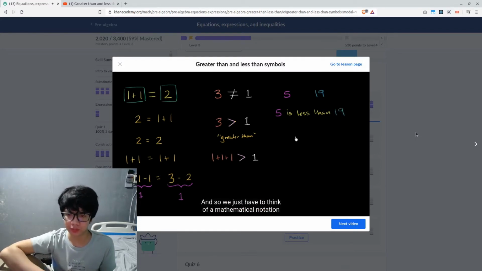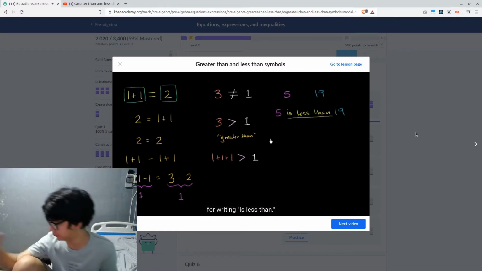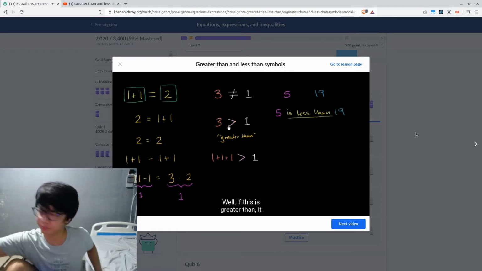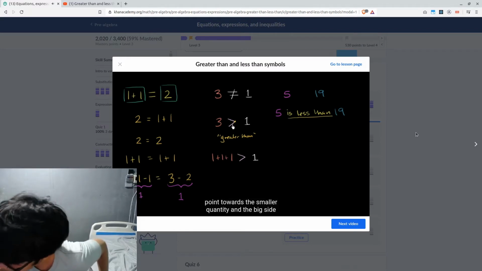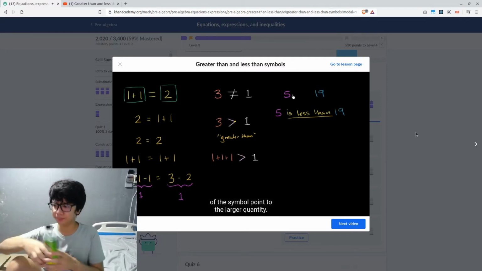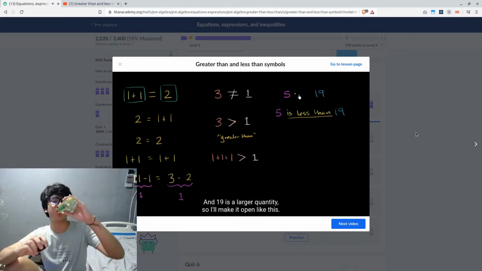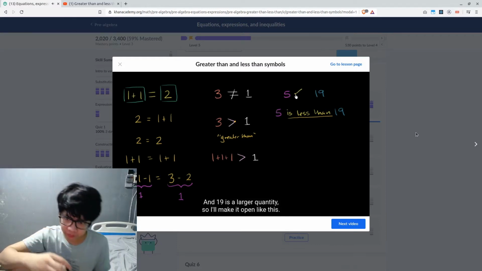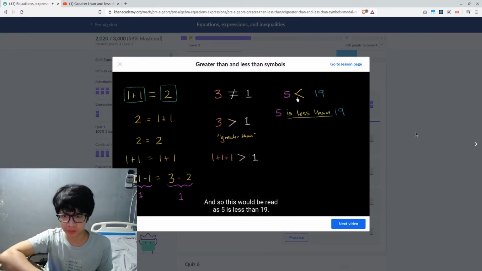And so we just have to think of a mathematical notation for writing is less than. Well, if this is greater than, it makes complete sense that we just swap it around. Once again, the point goes towards the smaller quantity, and the big side of the symbol opens toward the larger quantity. Here 5 is the smaller quantity, so I'll make the point there, and 19 is the larger quantity, so I'll make it open like this. And so this would be read as 5 is less than 19. 5 is a smaller quantity than 19.